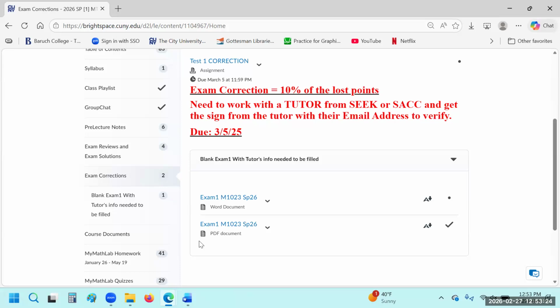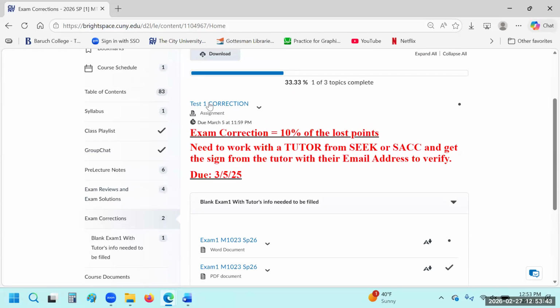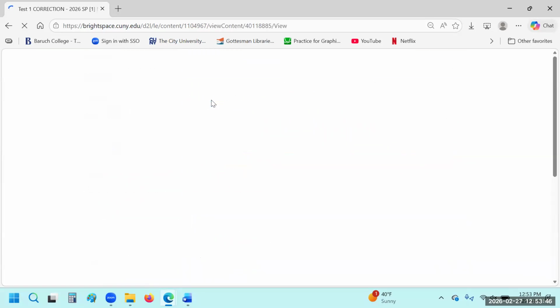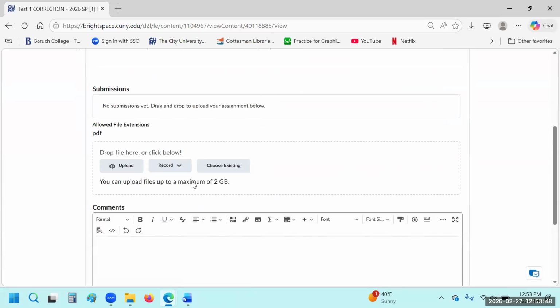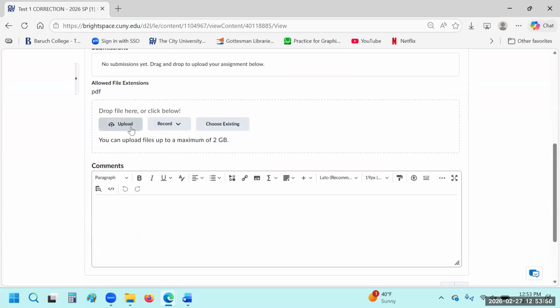Or if you want to write on the computer on a tablet, you can also do that and then convert it into PDF. So if you print that out, make sure you take pictures, convert all the pictures into PDF, your solution, and then convert into one PDF file. To upload, you click on test correction, and then it will take you to upload option. You upload, and then you're done after submitting.